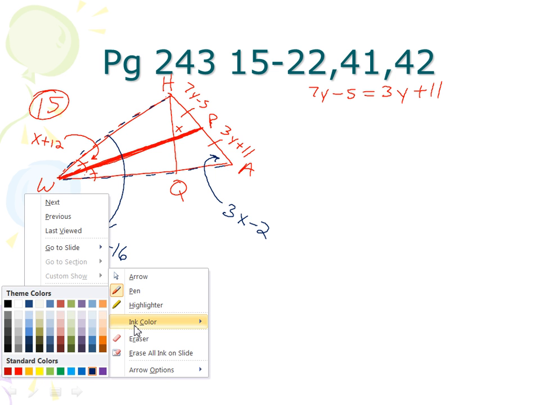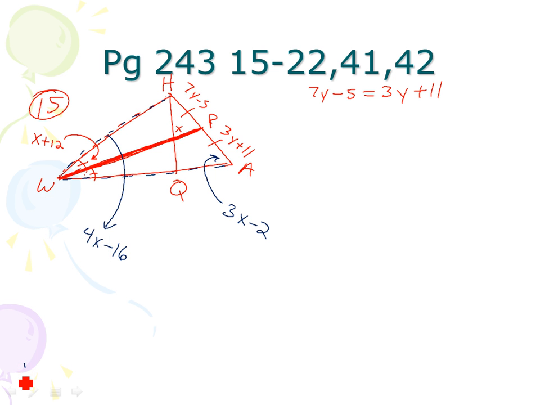Find x and y. So, the things we want to find: x and y. Is that all we want to find? And it says, is segment WP also an altitude? So we have three things we're trying to decide: what x is, what y is, and whether this is an altitude.